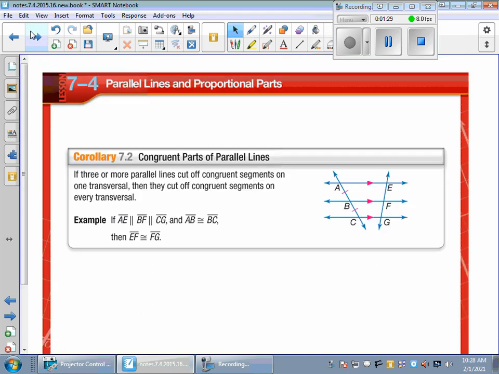All right, next slide, read through this. If three or more parallel lines cut off congruent segments on one transversal, so again, these symbols right here, these lines may represent congruent, then they cut off congruent segments on every transversal. So what you can conclude is now you can say the same thing on these segments. You can set those two equal to each other.